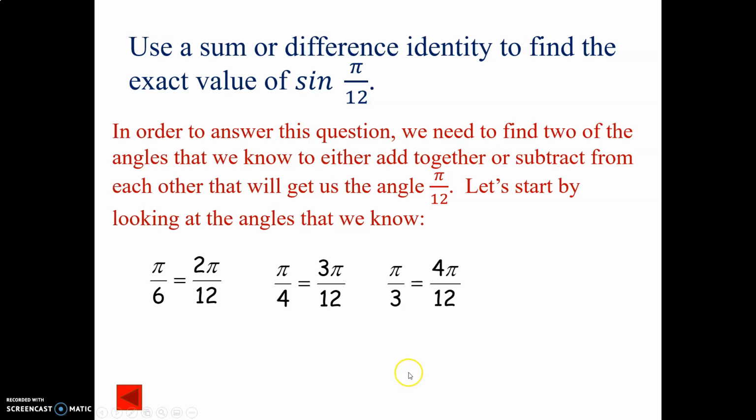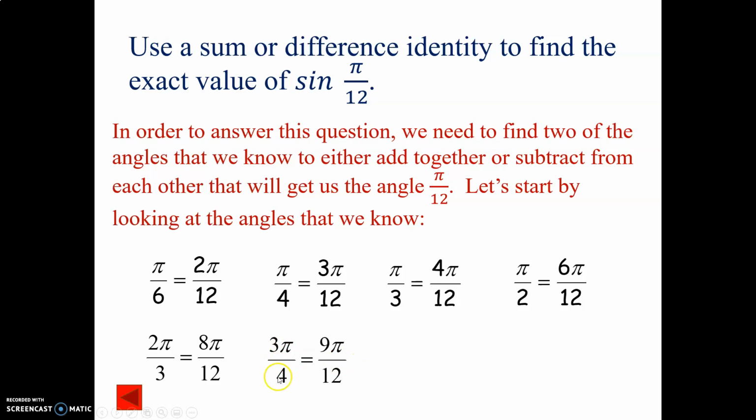Next one we know is pi over 2. Well, 2 goes into 12 6 times, 6 times pi, 6 pi. As we continue around the unit circle, next is 2 pi over 3. Well, 3 goes into 12 4 times, 4 times 2 pi, 8 pi. I can continue. Next one, 3 pi over 4. 4 goes into 12 3 times, 3 times 3 pi, 9 pi.